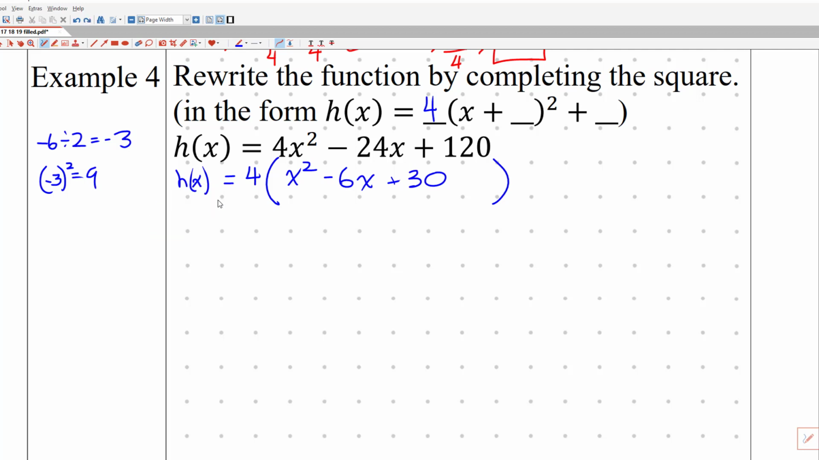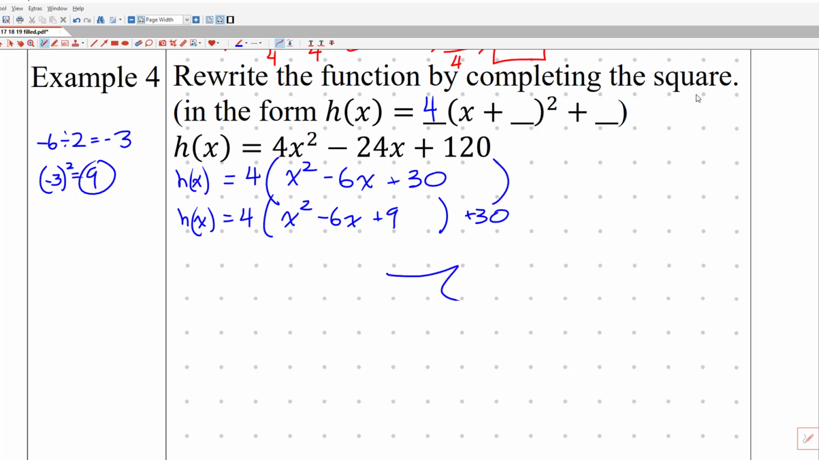I'm kind of restricted. But what I can do is move this 30 out of the parentheses. So the new equation looks like this. h of x is equal to 4 times the quantity of x squared minus 6x, and then plus 30 is out there. What I really want is a positive 9 in here to complete the square, right? But I'm not allowed to just add 9 wherever I want to, willy-nilly, right?